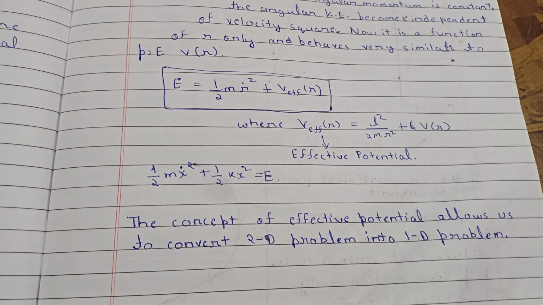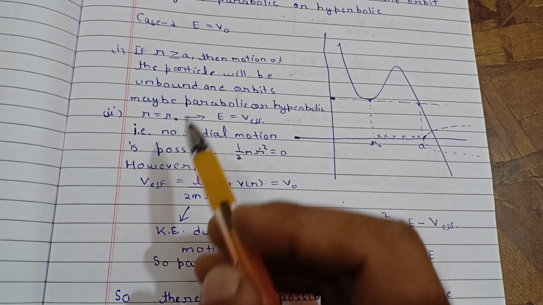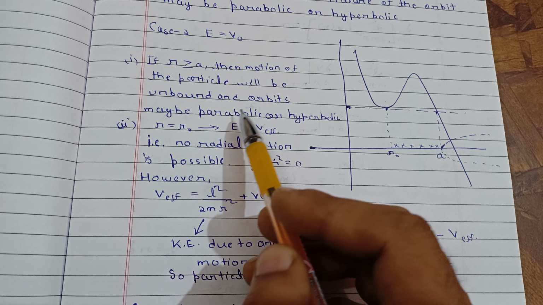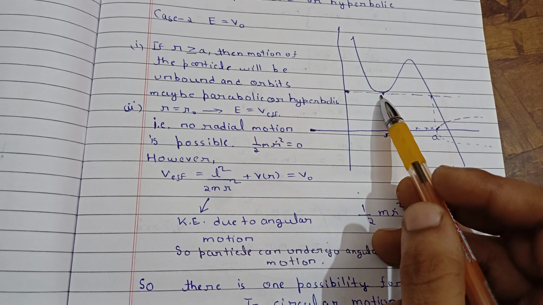So the particle can exist at this point or at this point. After this point it will be an unbound motion. I already told you what kind of motion is possible. If r is greater than or equal to a, then the motion of the particle will be unbound and orbits may be parabolic or hyperbolic. But what happens at this point?